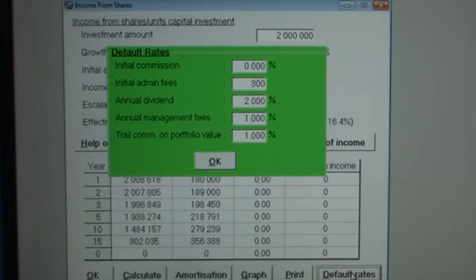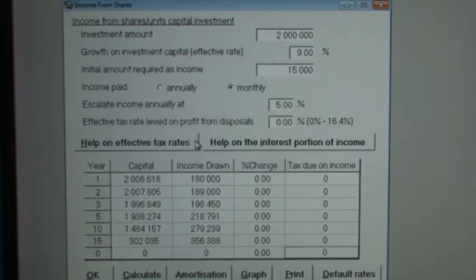We've entered 300 Rand initial cost of registering the investment, a 2% annual dividend, a 1% annual portfolio management fee, and a 1% trail commission. You can change any of these figures to whatever you wish. If the investment company you're dealing with says that the returns they publish are after any costs, then you can make everything here zero.